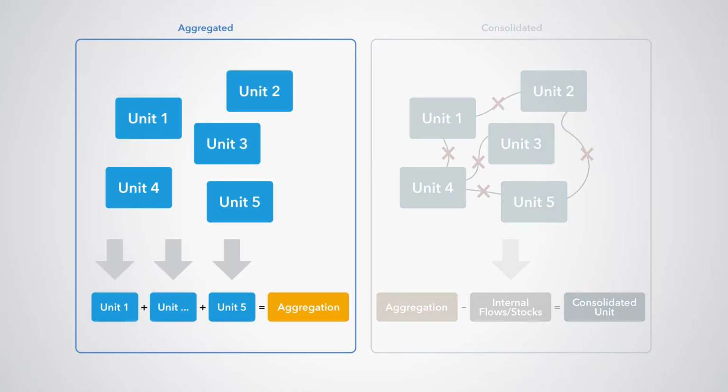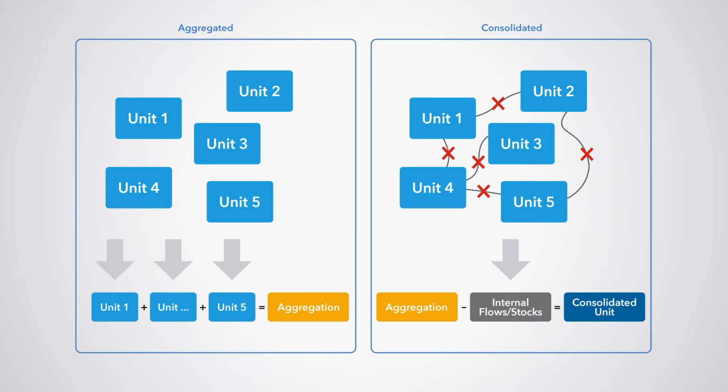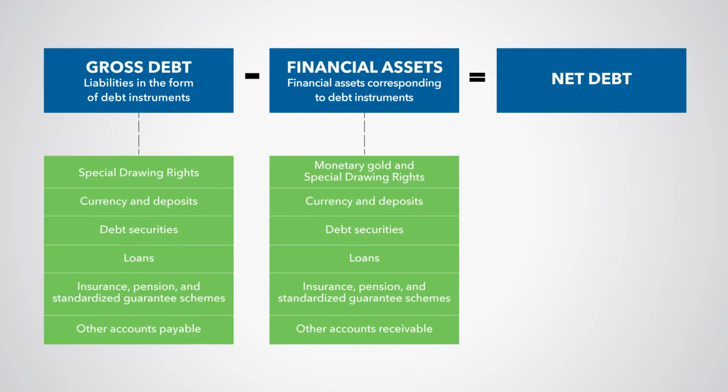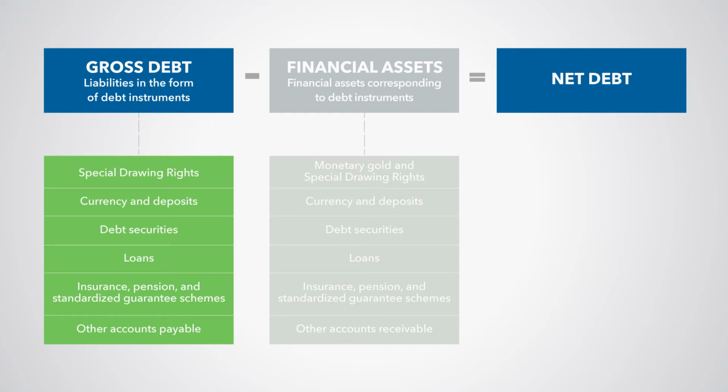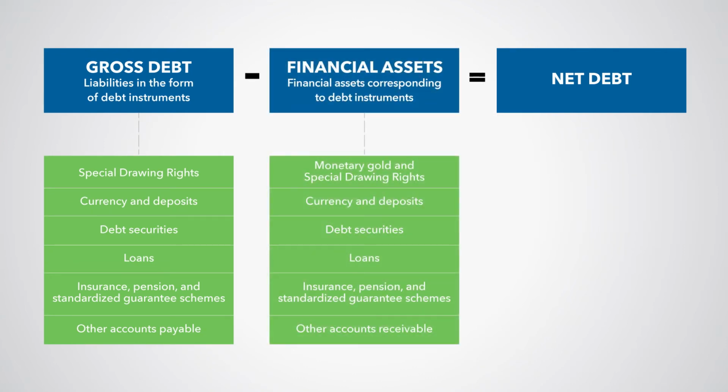Aggregated statistics mean the debt statistics, or GFS, for separate public sector units are added. But reciprocal stock positions or flows among the units being combined have not been eliminated. We must also not confuse consolidation with the calculation of net debt. Net debt is calculated as gross debt of a unit minus financial assets corresponding to the debt instruments of the same unit. This is not the same as the elimination of debtor-creditor relationships among different units to present them as if they are one unit.